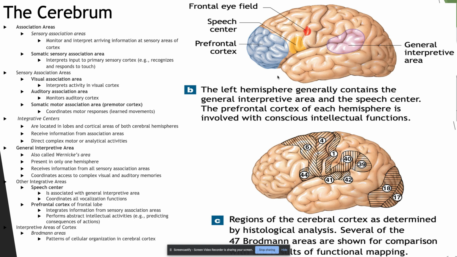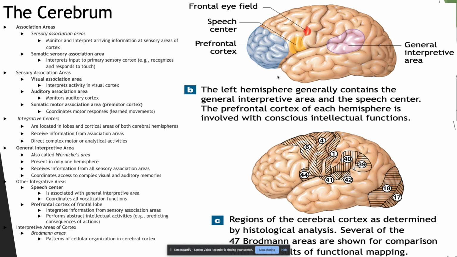This analytical center receives information from all sensory association areas and plays an essential role in your personality by integrating sensory information and coordinating access to complex visual and auditory memories. Damage to the general interpretive area affects your ability to interpret what you see or hear, even though you understand the words as individual entities.